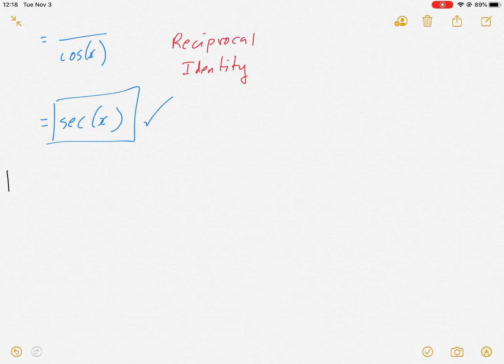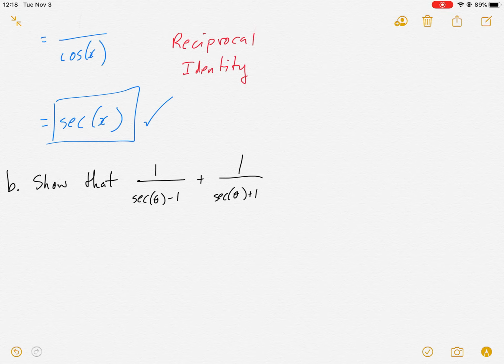Okay, let's try another one. So in this one, we're going to show that 1 over secant of theta minus 1 plus 1 over secant of theta plus 1 equals 2 times cotangent of theta times cosecant of theta.